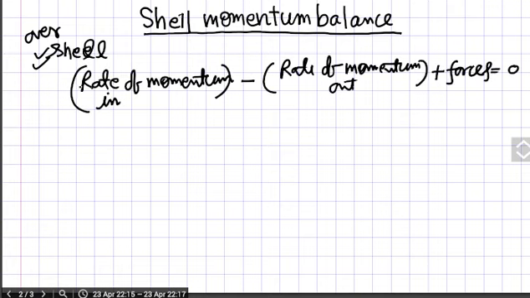balance, and this is the balance equation: rate of momentum in, rate of momentum out, and the forces that are acting on the cell. In our particular case we are doing Z momentum analysis, so we will write Z momentum balance over the cell, and we can add here rate of Z momentum in, rate of Z momentum out, and forces in the Z direction. This is the important thing.